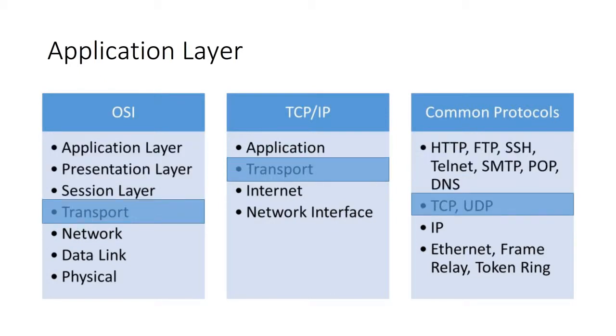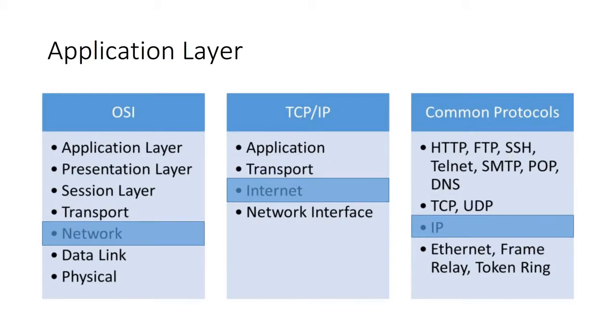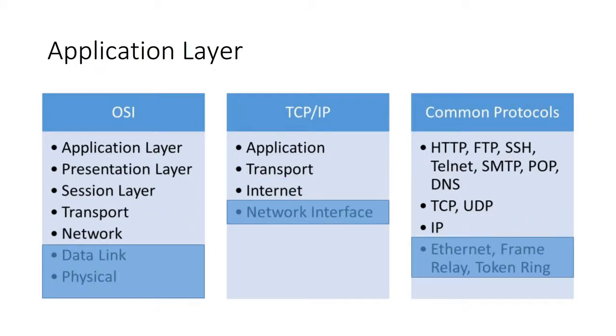The transport layer of the TCP/IP model relates to the transport layer of the OSI model. And now if we look over at the common protocols that fall underneath that layer, we see TCP and we see UDP. The internet layer of the TCP/IP model falls underneath the network layer of the OSI model. And if we look over at common protocols, we see IP. So we see that IP falls underneath the internet layer as well as the network layer of the OSI model.